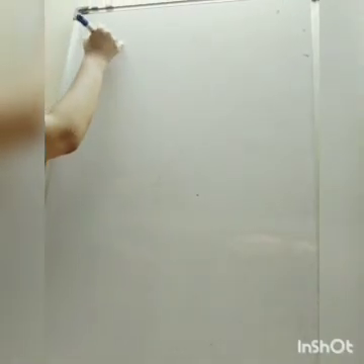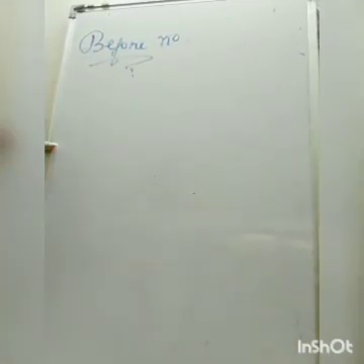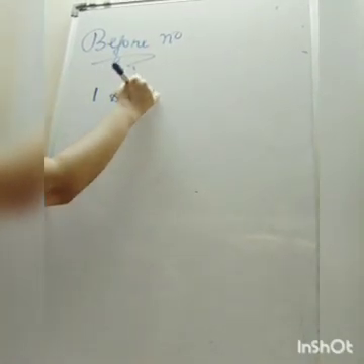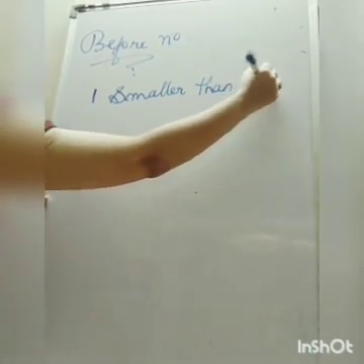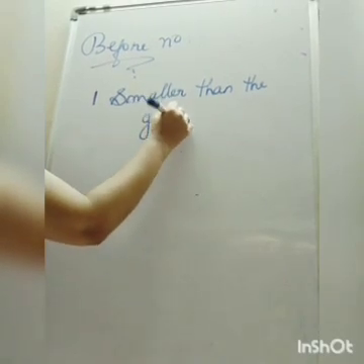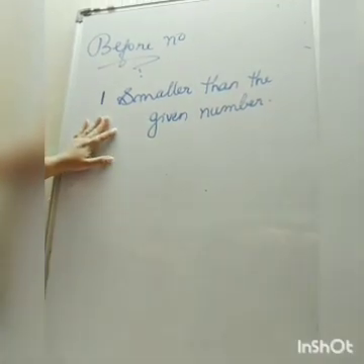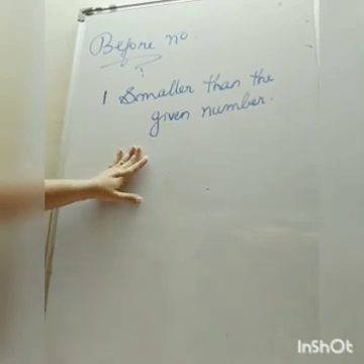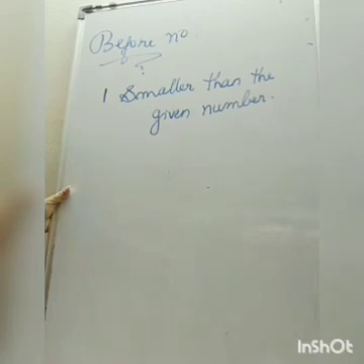What is before number? Before number is one smaller than the given number. That means if we subtract, means minus, 1 from the given number, we get its before number.